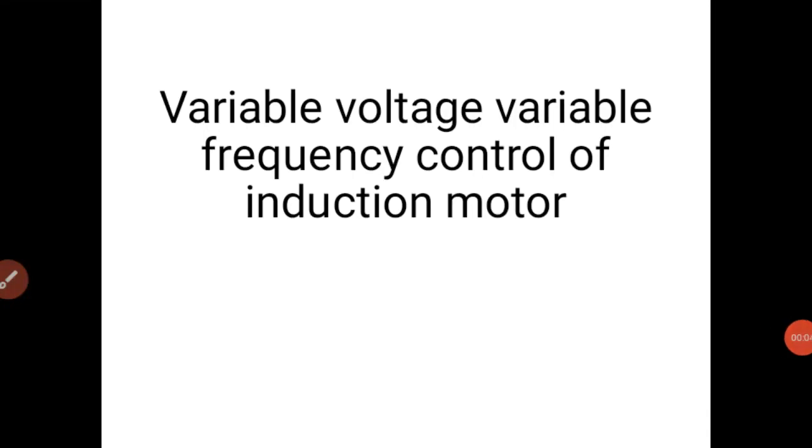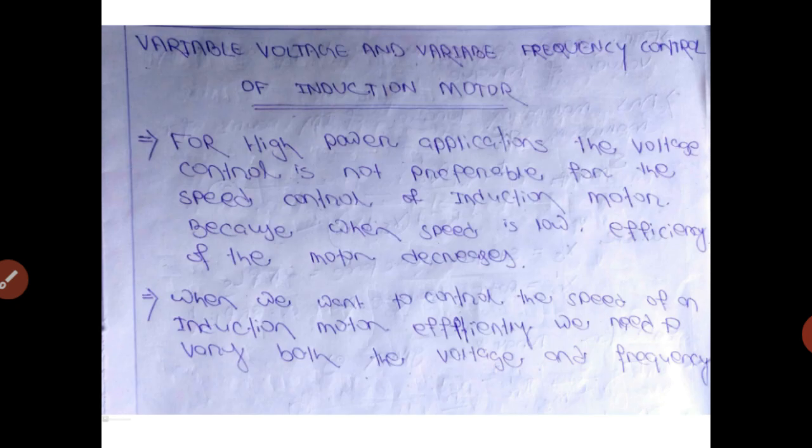In this video, I'll be discussing variable voltage, variable frequency control of induction motor. So let's start. When we talk about the speed control of induction motor, we go for the voltage control. But for high power applications, the voltage control is not preferable because when the speed is low, the efficiency of the motor decreases. When we want to control the speed of an induction motor efficiently, we need to vary both the voltage and the frequency.